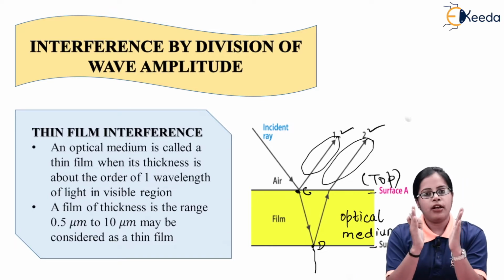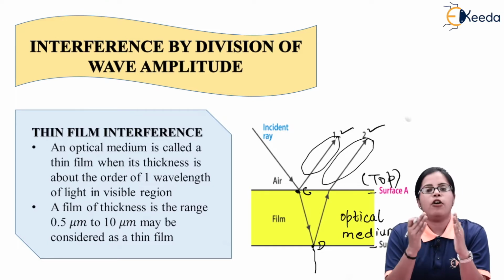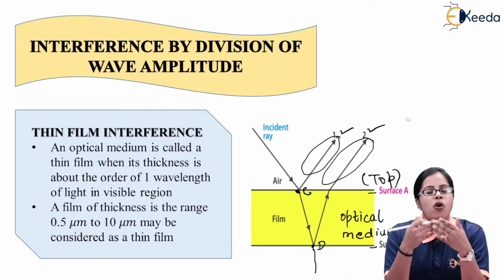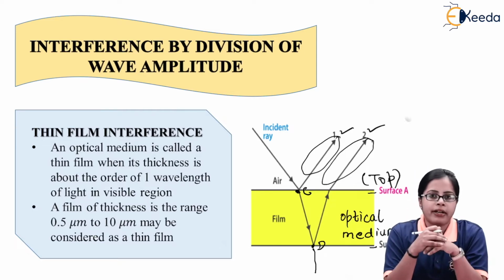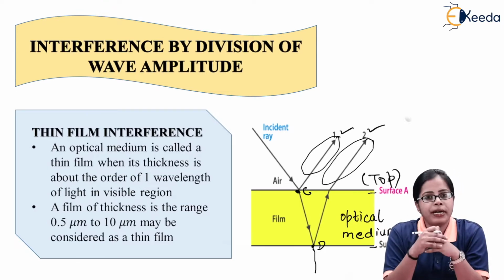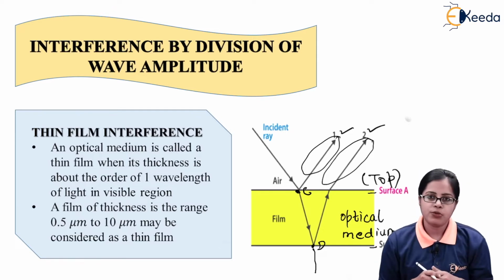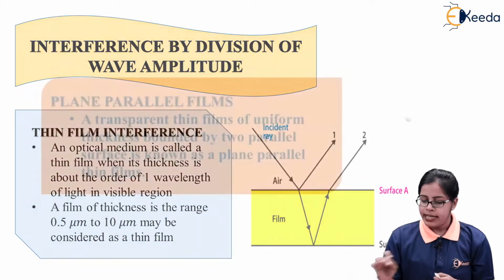So we allow these reflected rays 1 and 2 to overlap or interfere with each other, either in a constructive manner or a destructive manner, giving rise to an interference pattern, or the array of colors which is obtained in a thin film. So this is how we talk about thin film interference with the help of division of wave amplitude.